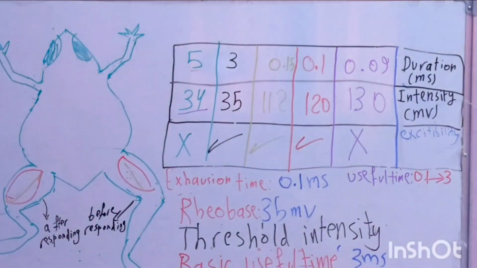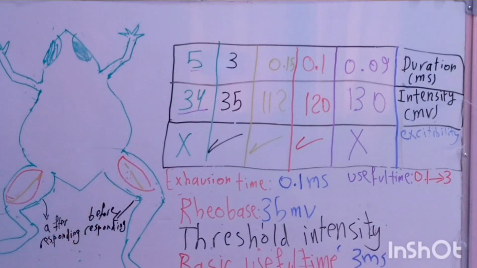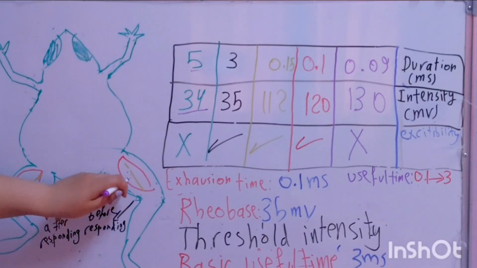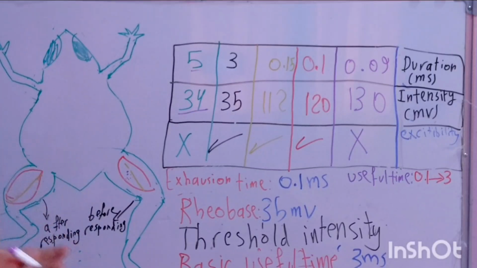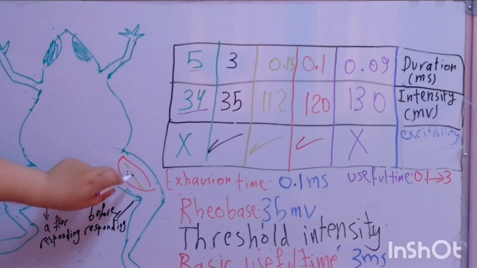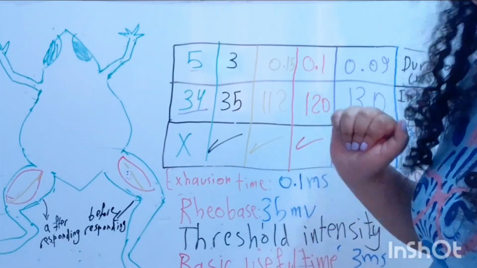In order to understand this, an experiment has been performed on the sciatic nerve of the gastrocnemius muscle of a frog. This sciatic nerve was affected by successive stimuli that have the same duration. That means they all had the same time to affect the sciatic nerve. But they all differ in that every stimulus had its own intensity, its own strength, let's say.